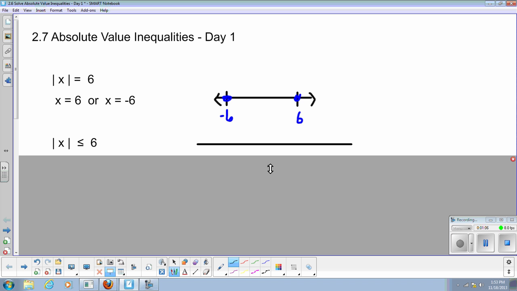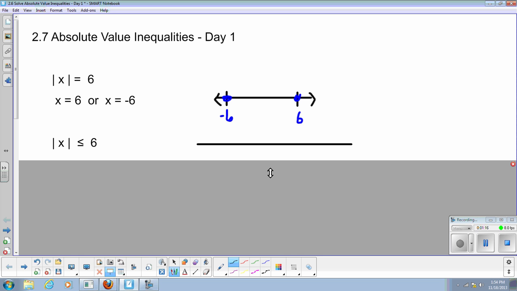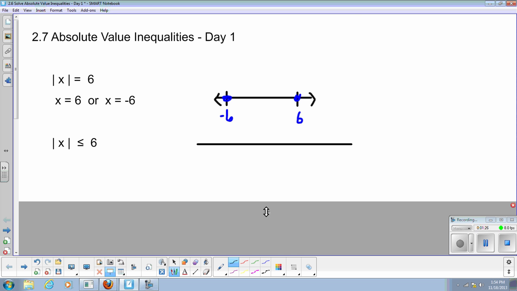So now, what's the difference between an absolute value equation and an absolute value inequality? Well, as with a regular situation where you have inequalities, they do still have more than one answer here. Absolute value equations only had 2, 1, or none. Inequalities will have many solutions.